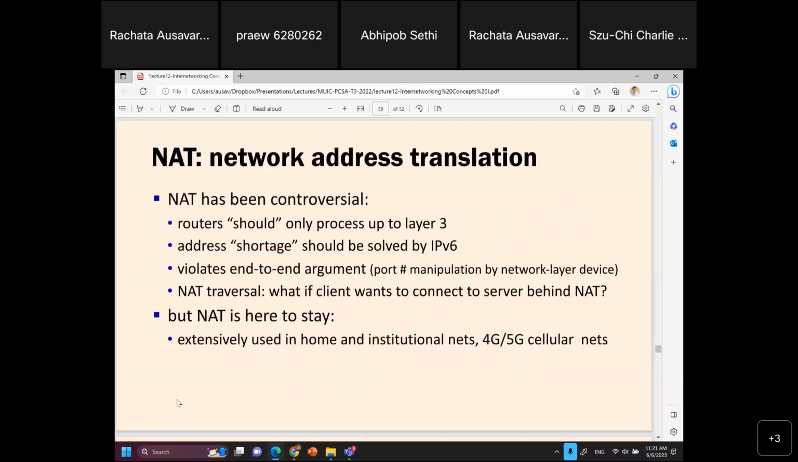All right, so now this is a little bit extra, because NAT has been controversial in the sense that the router should only process up to layer 3. Networking has multiple layers. You can look it up, like what does layer 3 mean. That also limited the IP addresses. Well, right now we don't need it yet, but that's also IPv6, right?